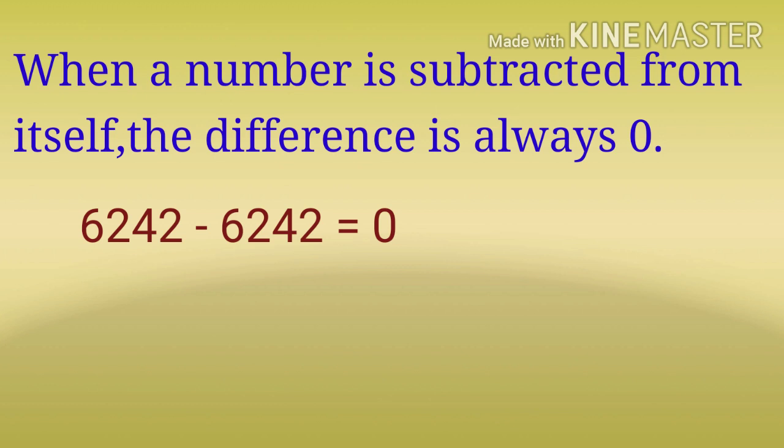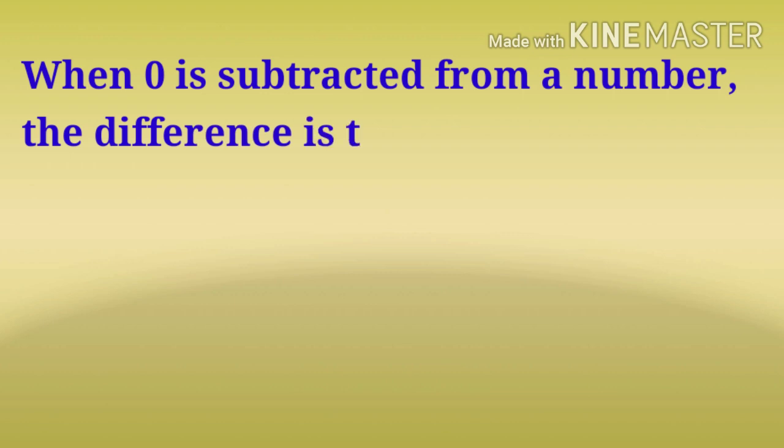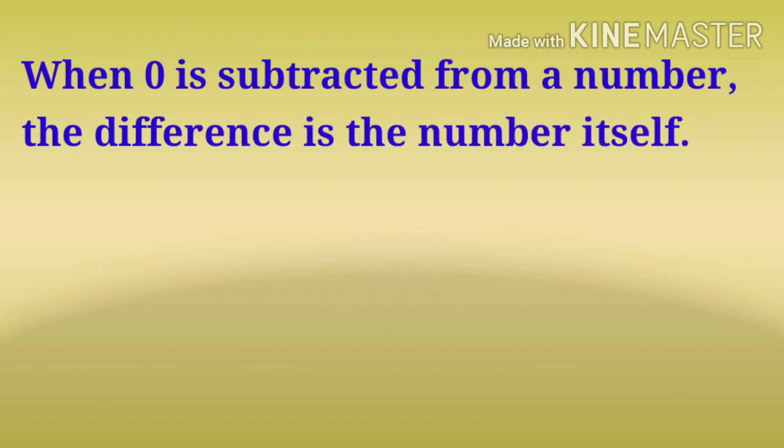Next example, 4000 minus 4000 is equal to 0. One more example, 9999 minus 9999 is equal to 0. The next property says when 0 is subtracted from a number, the difference is the number itself. Okay, when 0 is subtracted from a number, the difference is the number itself.